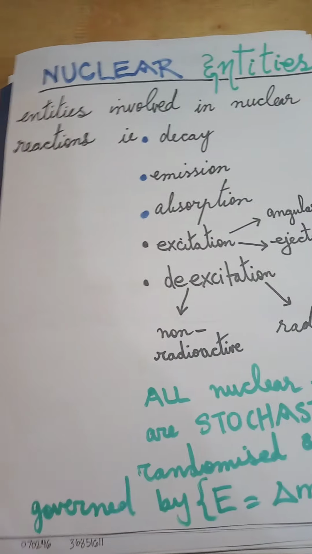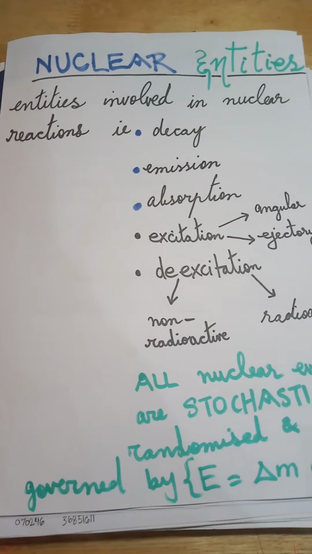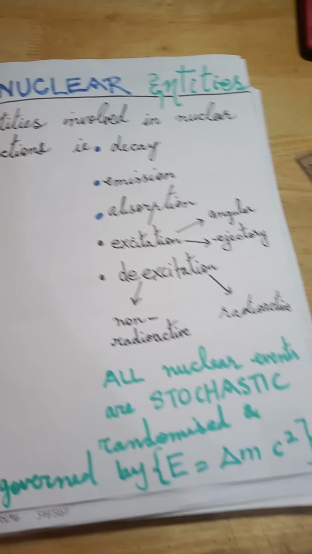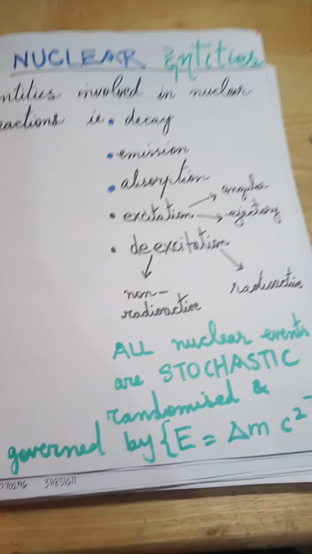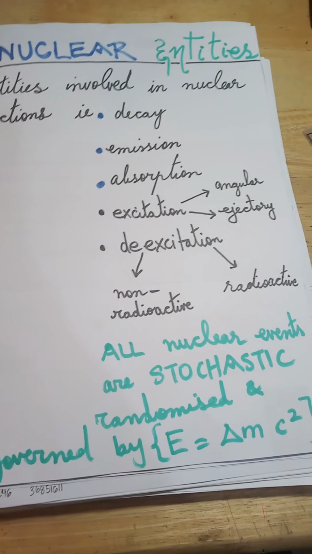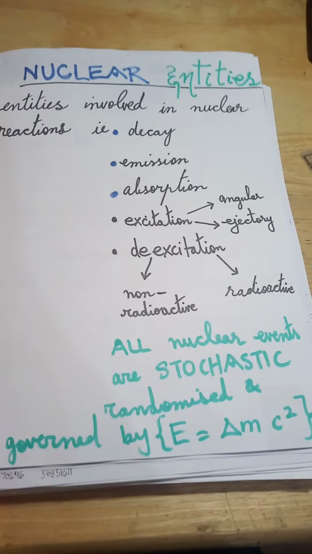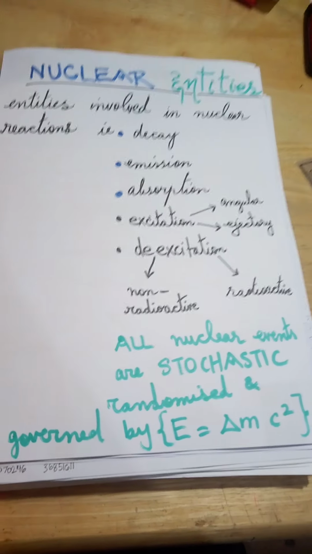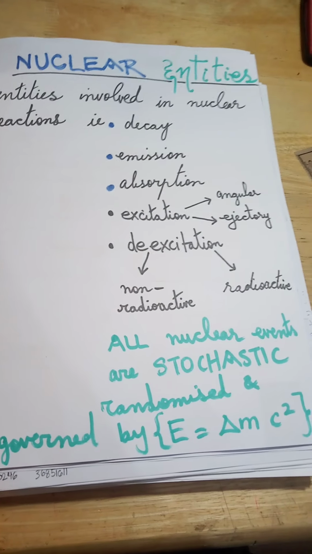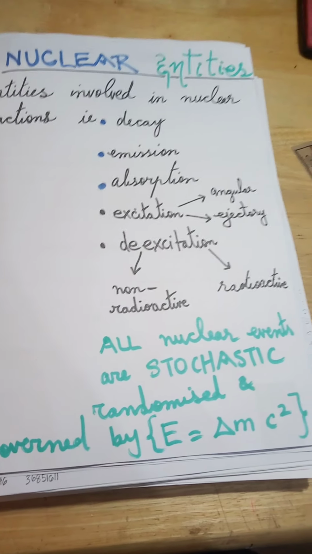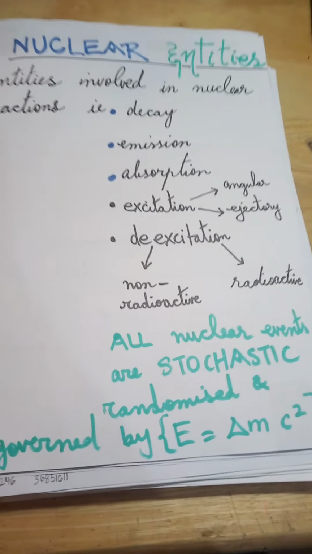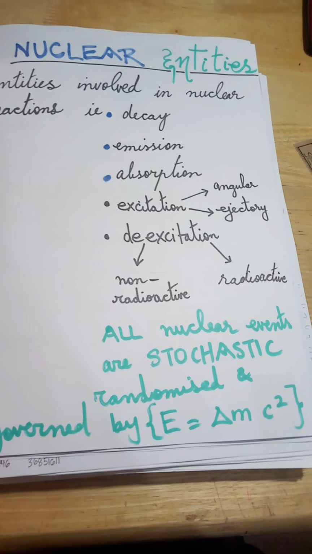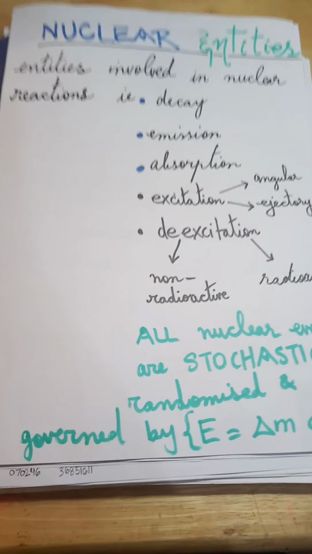We talk about the kind, nature, and types of nuclear entities involved in nuclear reactions, i.e., decay, emissions, absorptions, excitation that can be angular for a nucleus, or ejectory for a nucleus, or de-excitation, which can be either the conversion of a radionuclide to a non-radioactive nucleus or a radioactive nucleus, whereby a non-radioactive nucleus may become radioactive after losing a few nucleons, and vice versa. So all nuclear events are stochastic, randomized, and are governed by the mass defect equation E equals mc squared.